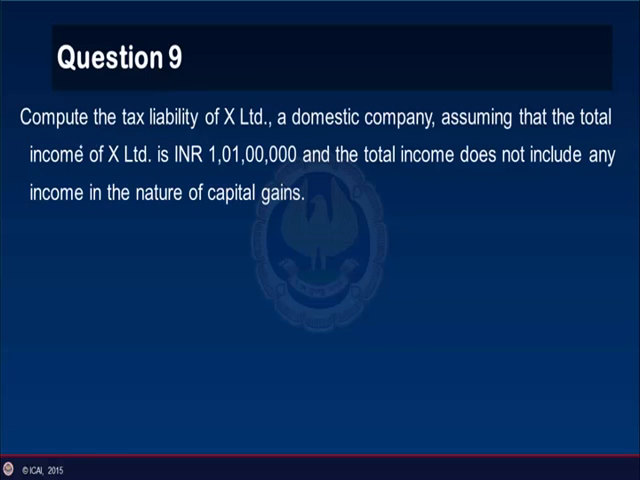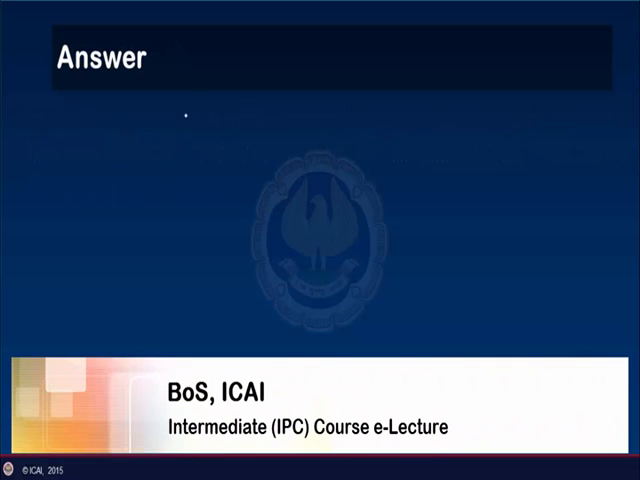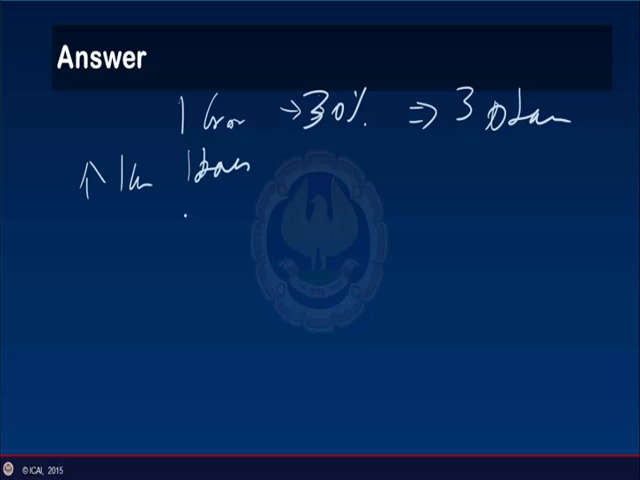Let's do question number 9. Compute the tax liability of X Limited, a domestic company, assuming that the total income of X Limited is 1 crore 1 lakh, and the total income does not include any income in the nature of capital gain. So in this case, let's compute. As we said, for 1 crore it's a flat 30%, which would be 30 lakhs. However, as the income exceeds 1 crore by 1 lakh, there will be a surcharge payable at 5%.